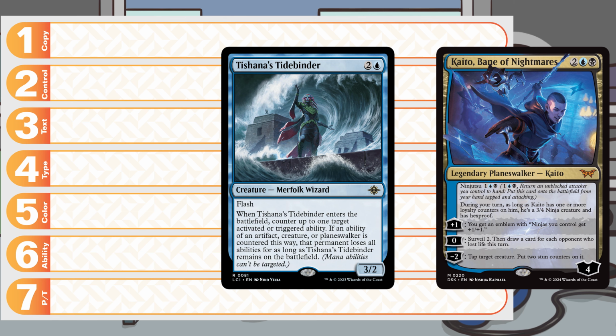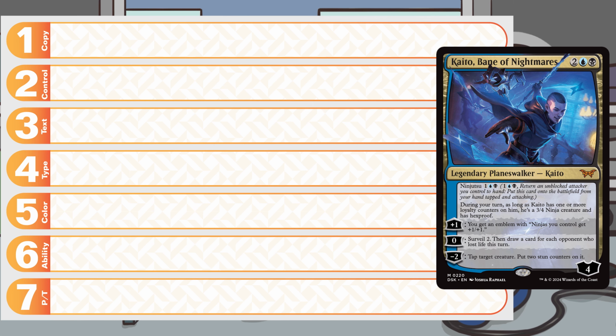Tishana's Tidebinder says when Tishana's Tidebinder enters the battlefield, counter up to one target activated or triggered ability. If it's the ability of an artifact, creature, or planeswalker that is countered this way, that permanent loses all abilities for as long as Tishana's Tidebinder remains on the battlefield. What happens if Tidebinder counters one of Kaito's activated abilities?